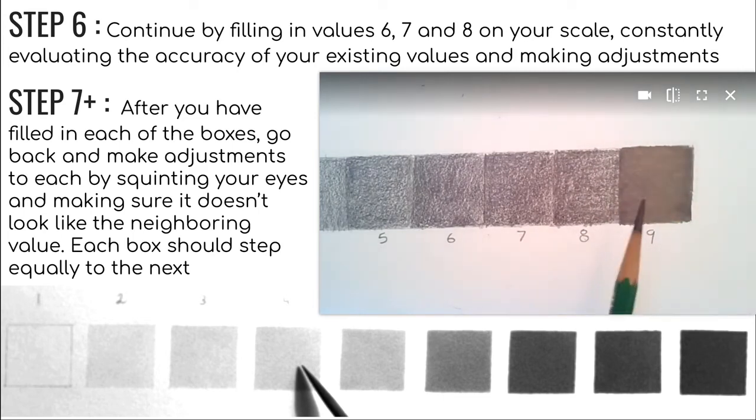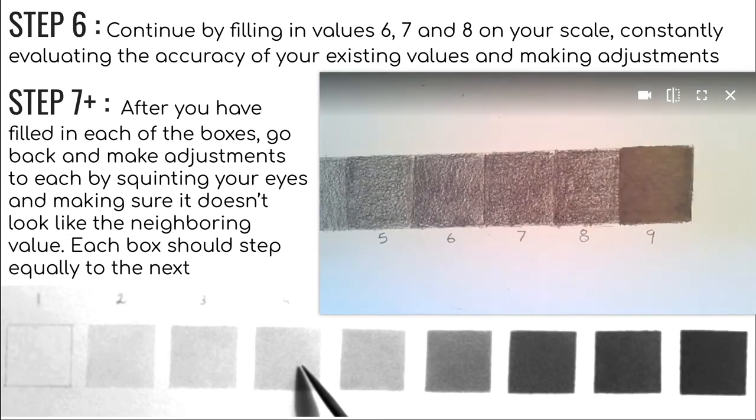So now what we're going to do is start evening it out. We were working light to dark, and now we're going to take some of that darkness and spread it out, and we're going to be really careful to make sure that it's stepping really regularly, just like a staircase or a ladder. They're not looking similar to the neighbor.